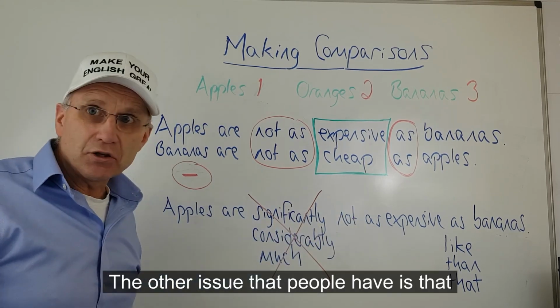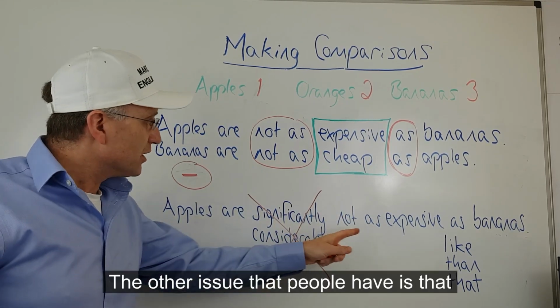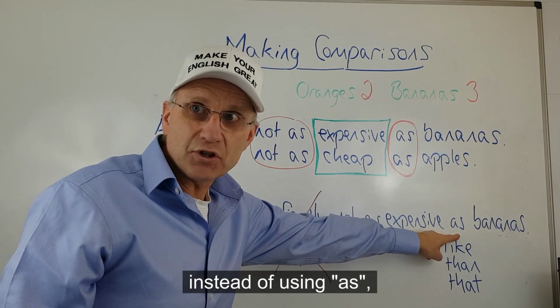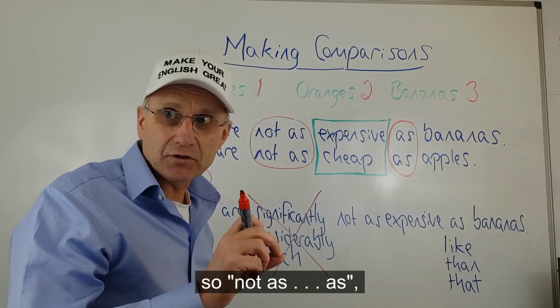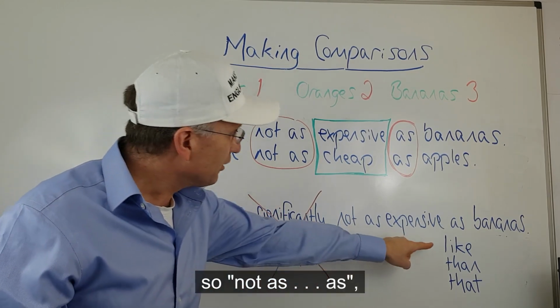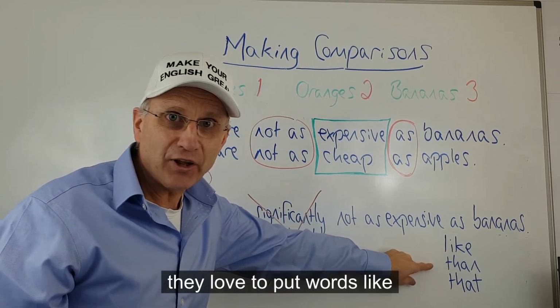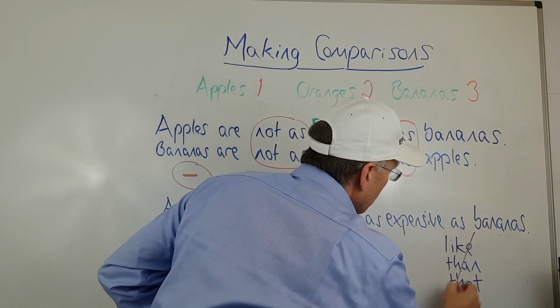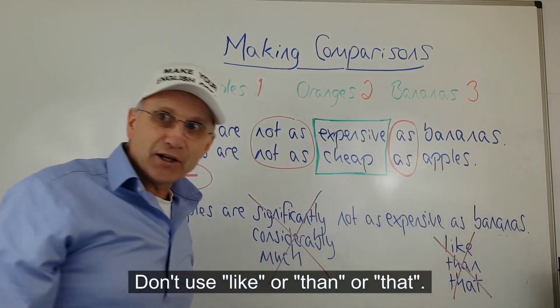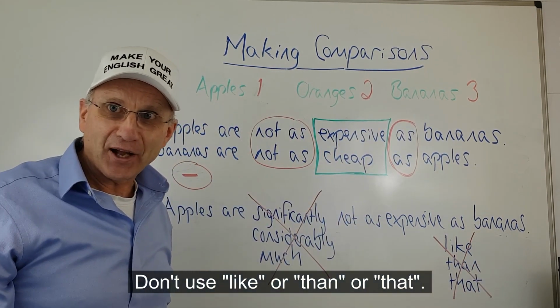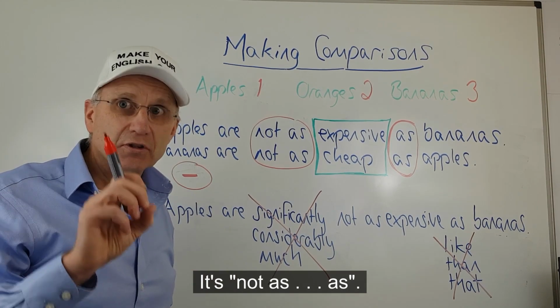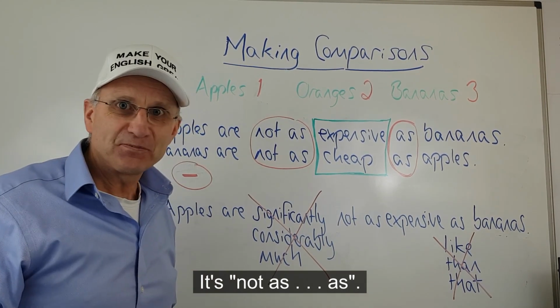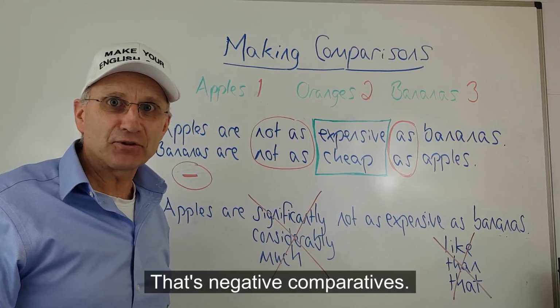The other issue that people have is that instead of using as, so not as, as, they love to put words like or than or that. Don't use like or than or that. It's not as, as. That's negative comparatives.